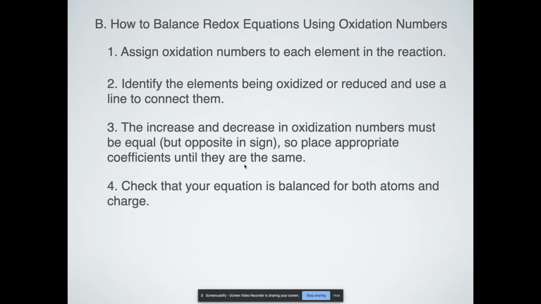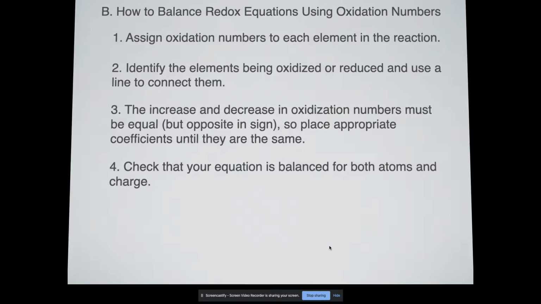So just like when we were balancing equations before, we place the appropriate coefficients until we have everything the same. Then you want to check your equation and make sure it's balanced for both atoms and charge. So you want to make sure that all your atoms are equal on both sides, but also that your charge is overall the same on both sides of the equation. So here is the way that we are going to do that.